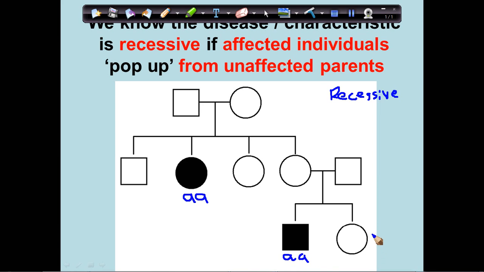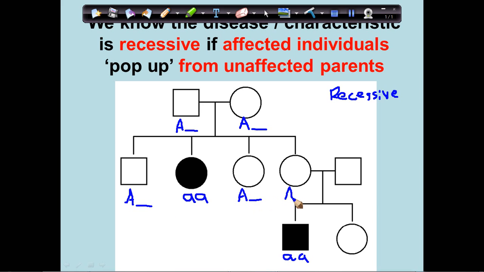Now secondly, step two is writing down what we know. We know that people who have the condition must be little a, little a. We also know that everyone else must be big A something. So I'm just going to write that in as big A something. Just put a line there. How do I know that all of these other people are big A something?